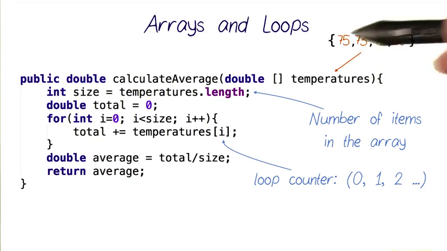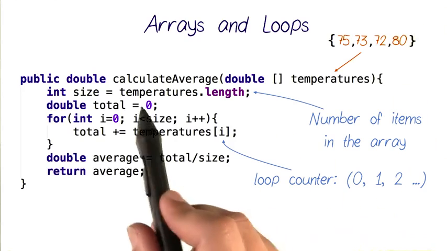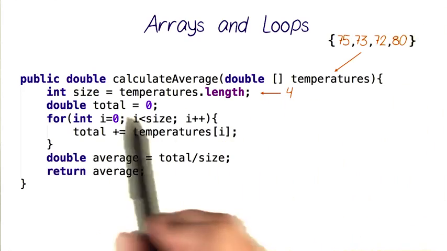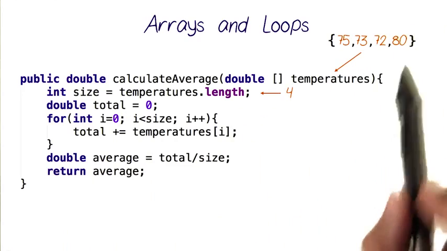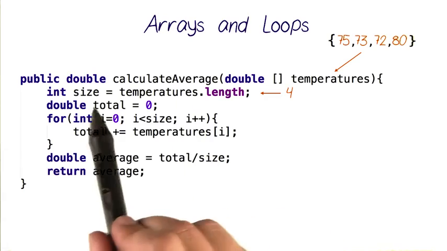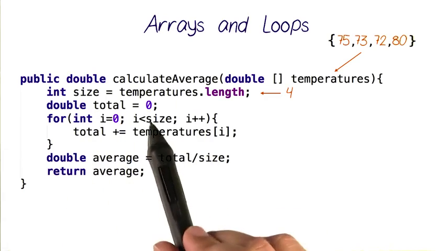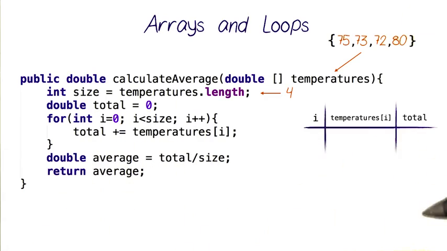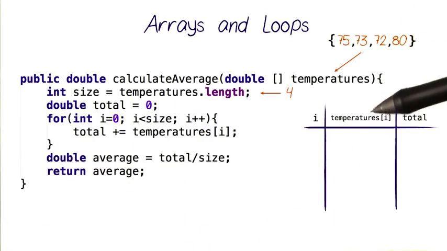If temperatures was equal to this array here with those 4 different temperatures, then once we start calculating the length, it would set our size to 4 because we have 4 different values there. The next step is to initialize total to 0, and then we step into the loop. Let's draw this table here and keep track of our loop counter, what it's accessing inside the array, and the updated total value every step.